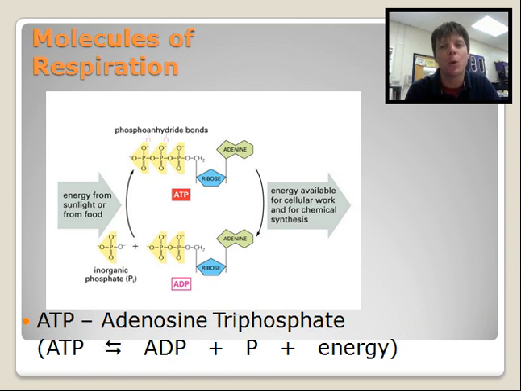Another important molecule is ATP. We should also talk about ADP along with that. ATP is an energy storing molecule. This is a molecule that can release energy immediately whenever cells need it. So ATP stands for adenosine triphosphate.